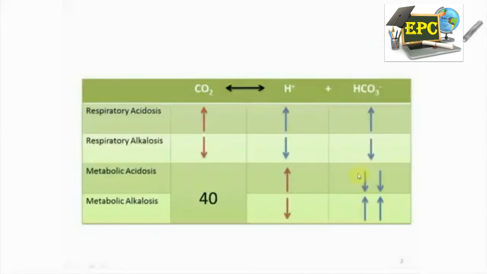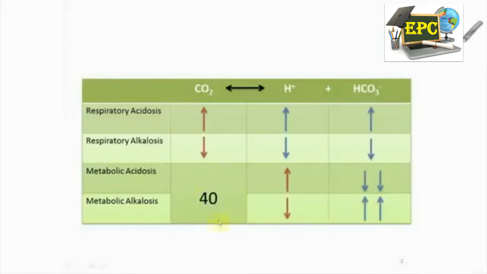But in metabolic pathologies, the bicarb change is significant. Remember that. However, in metabolic alkalosis, we have a decrease in hydrogen ions, and as a result, the equation will move to the right. So we have more bicarbonate, and as we said, metabolic, so it has to be significant.